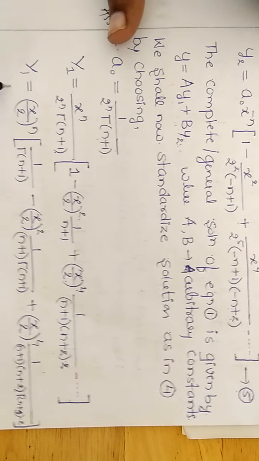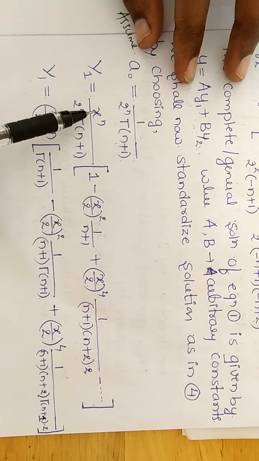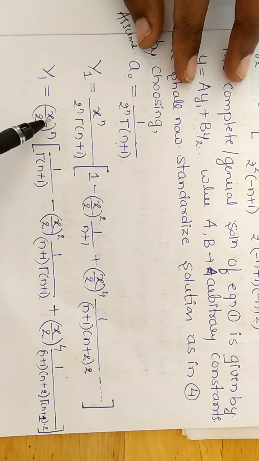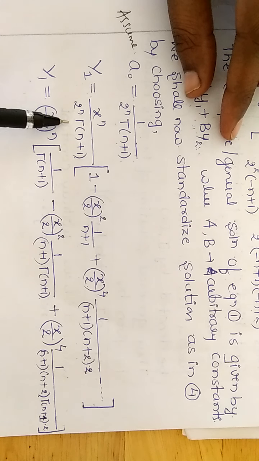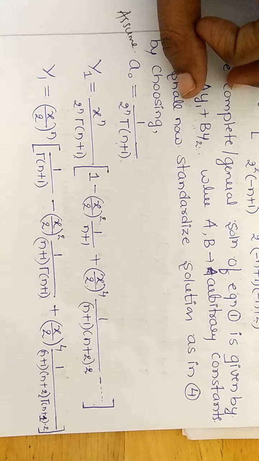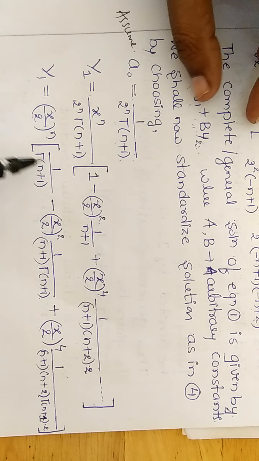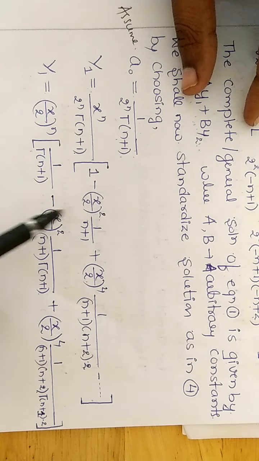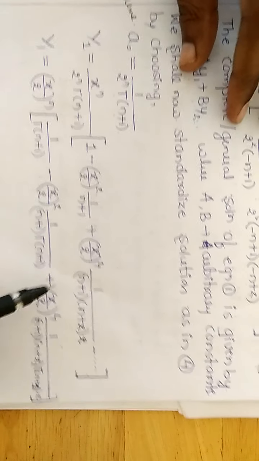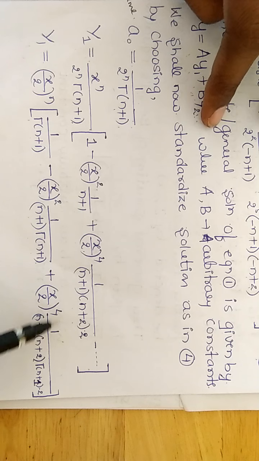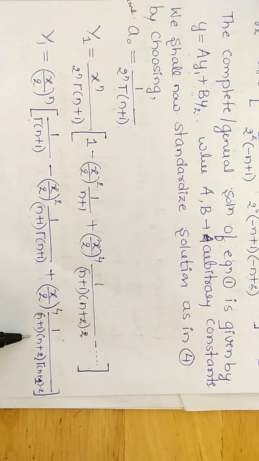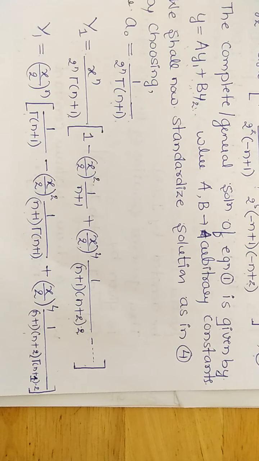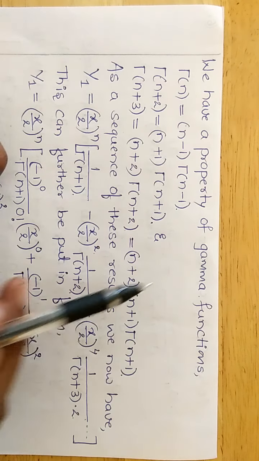So y1 is equal to x raised to n divided by 2 raised to n, which can be written as x by 2 raised to n. Multiplying by gamma of n plus 1, we get 1 divided by gamma of n plus 1, minus x by 2 whole square into 1 divided by n plus 1 into gamma of n plus 1, plus x by 2 raised to 4 into 1 divided by gamma of n plus 1 multiplied to the third term, we get this one. So we have the property of gamma functions.